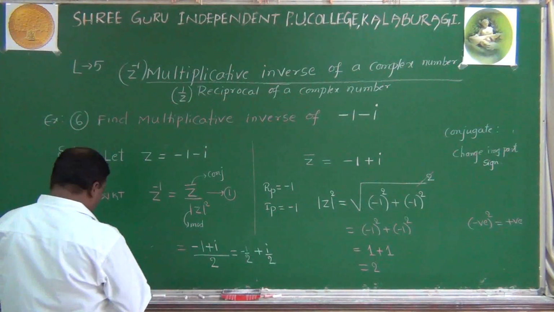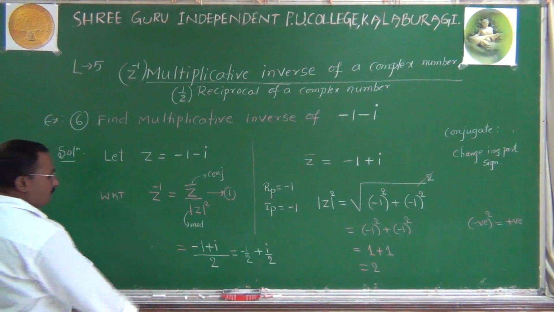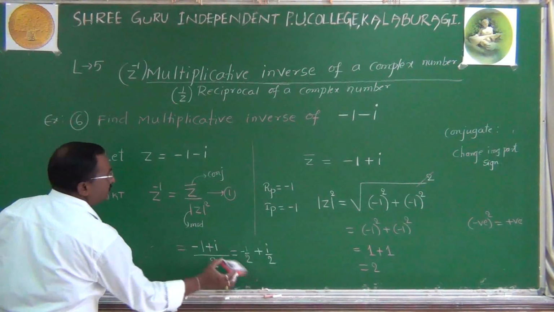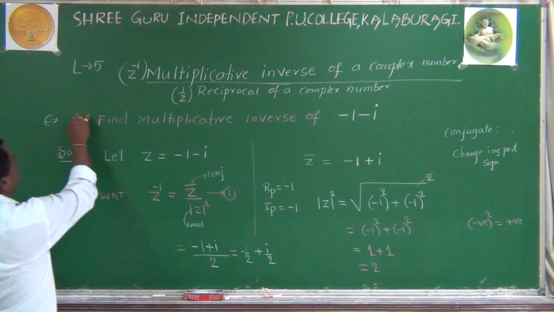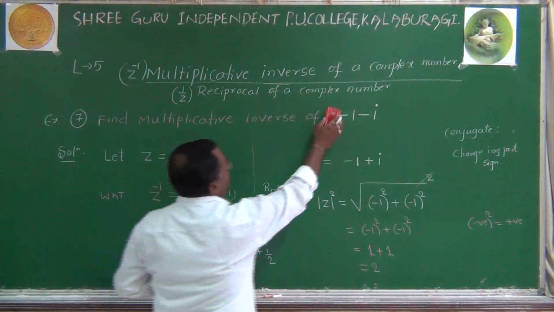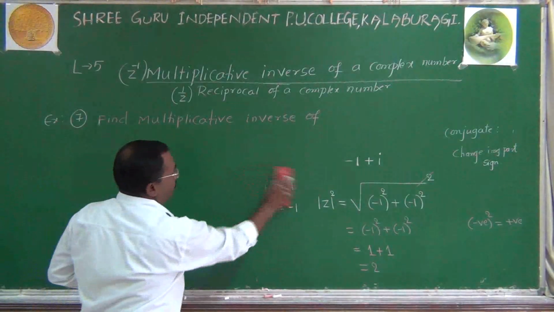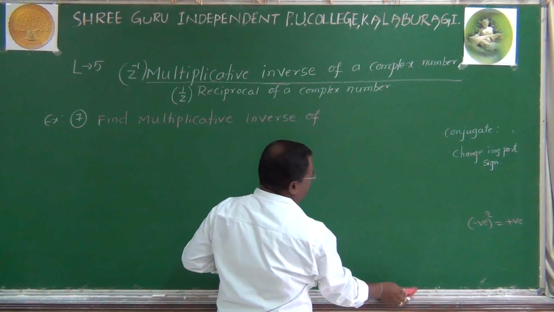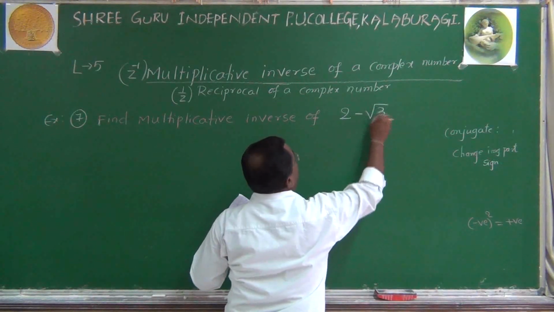Next, example number 7. Homework. Do it at home. Example number 7: two minus root 3 i.